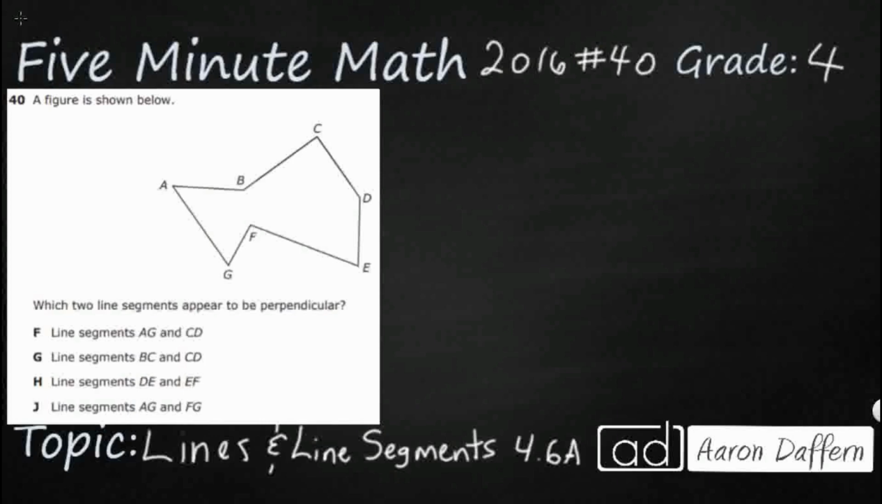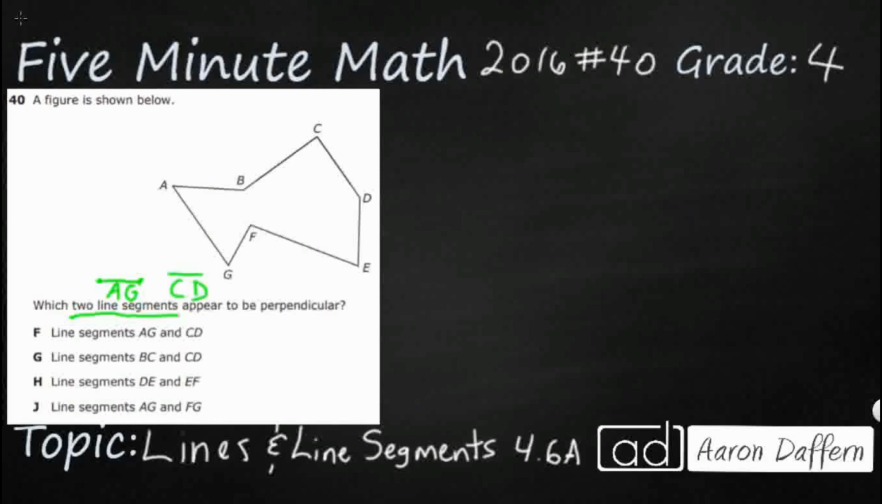So we have this strange looking figure. We don't even need to know what type of shape it's called. We are simply looking for some line segments. Line segments are represented by just a little line like that. Sometimes you'll see little dots on the end, but more often than not you'll just see little line segments, and you might see something like AG, and then you might see line segment CD.